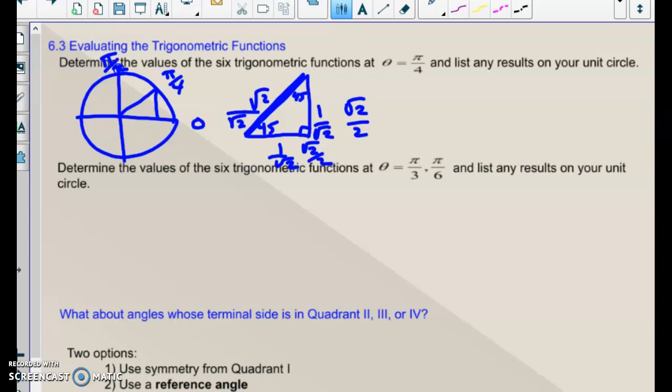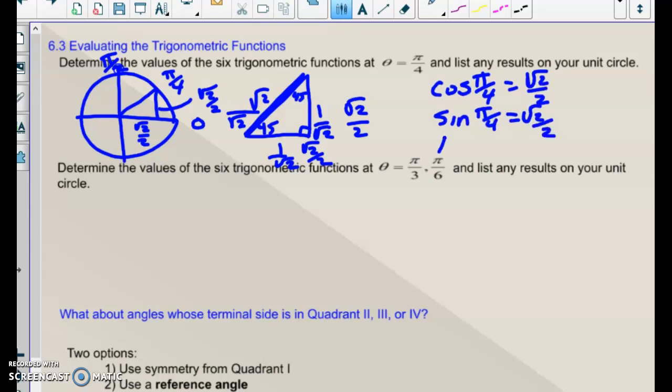So we know the x value is root 2 over 2, and we know this y value is root 2 over 2. And we recall that the x value is the cosine, so the cosine at pi over 4 is root 2 over 2. And the sine, which is the y value, is also root 2 over 2. And anything divided by itself is going to be a 1.